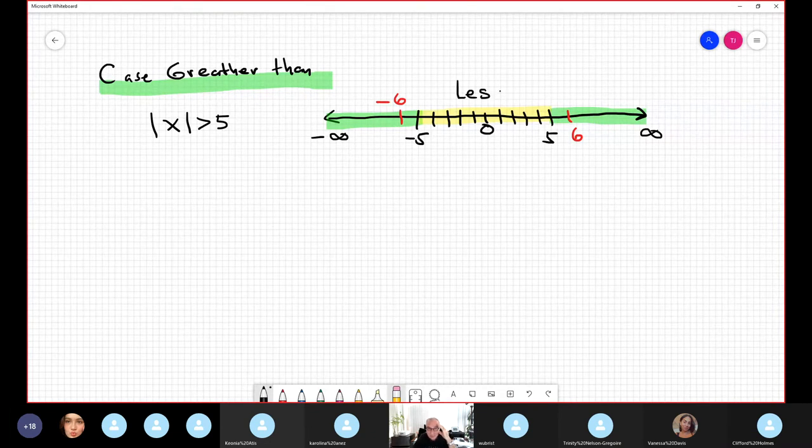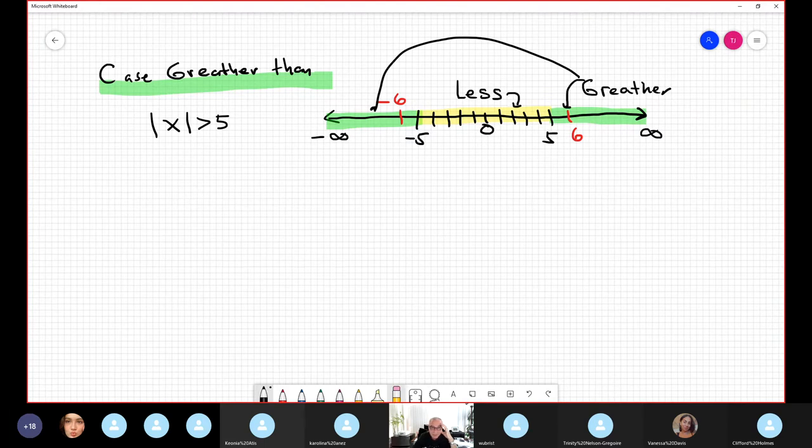Problem. But greater than is this, and this, both. Green is greater than. And less than is the yellow part. You say, well, okay, I understand, but I don't know the rule.